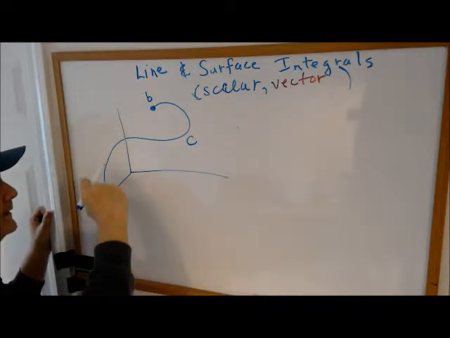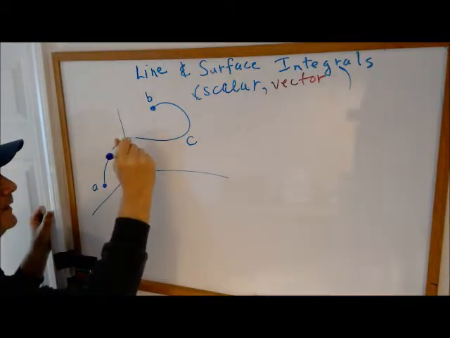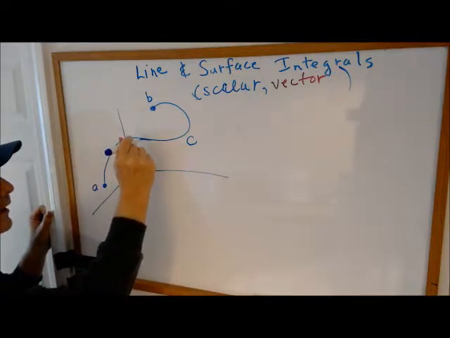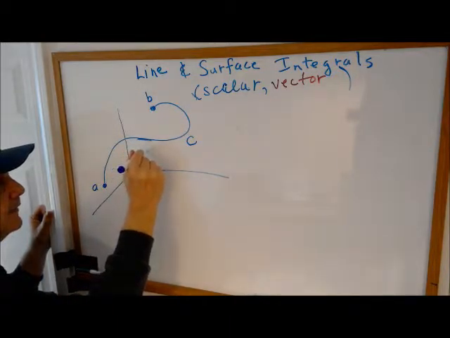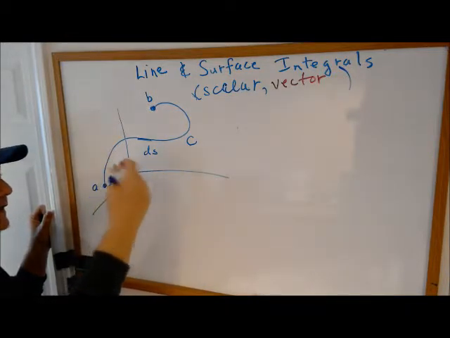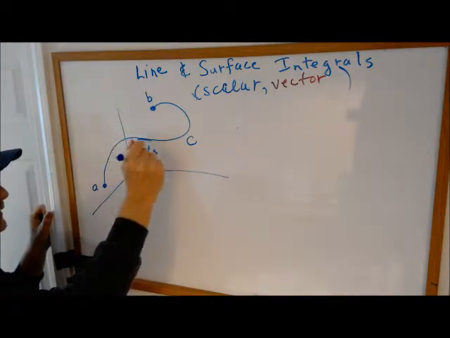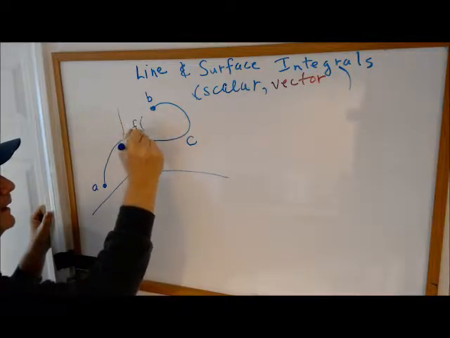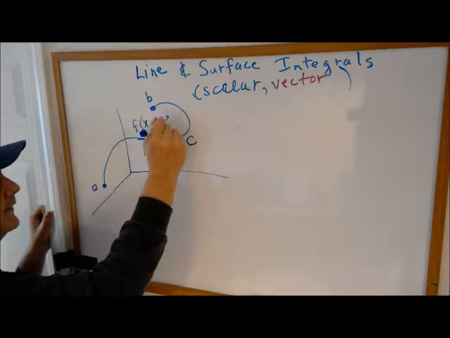Integration means to take this thing and chop it up into pieces, and each of those pieces, we'll draw a piece right here, it's a super small element of length, and so we'll call it the differential of arc length, and the symbol is d little s. Now for each one of these d little s's, we're going to multiply times some function. So we need a function, and we're in space here, so it's going to be a function of x, y, and z.